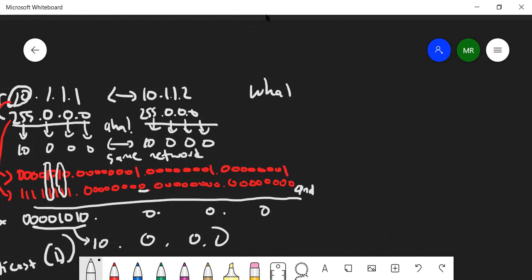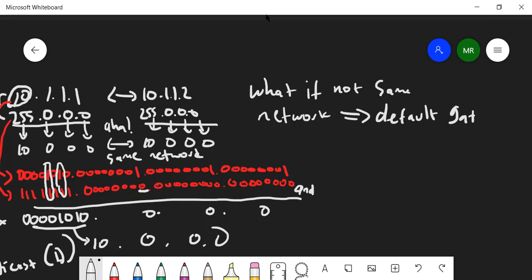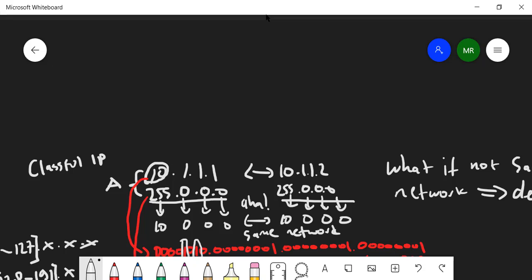Here's another situation. What if each PC resides in a different network? We need the help of the default gateway. Here's another example. We have 192.168.1.1 and 1.2 with the default subnet mask.